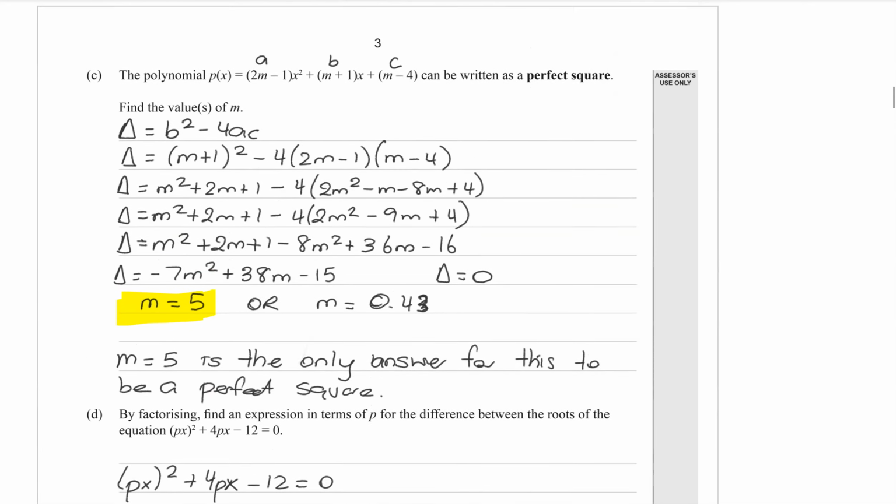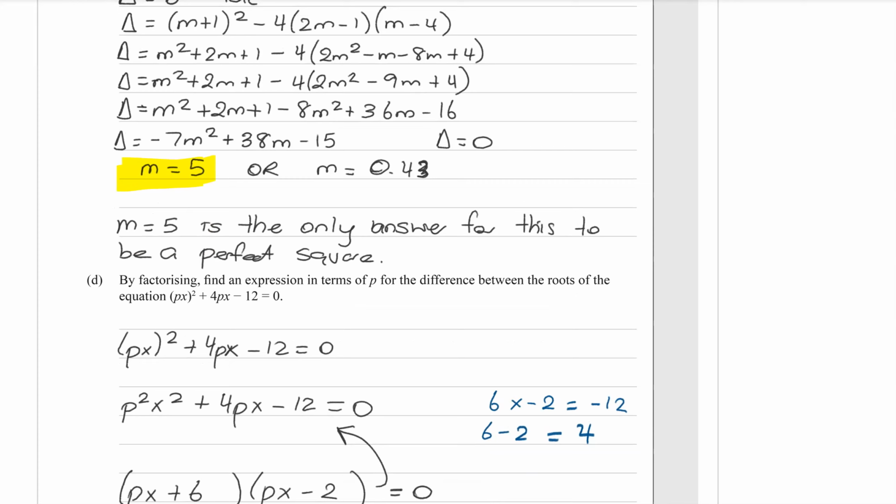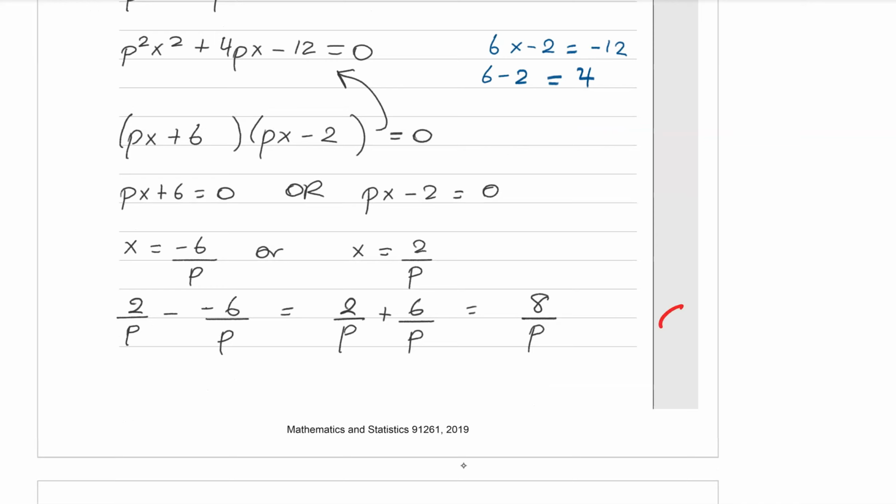I forgot to say that for the question over here, if you stated the answer correctly and you disregarded the 0.43, that would have given you an excellence. This question over here as well will give you an excellence if you state the difference between the roots.